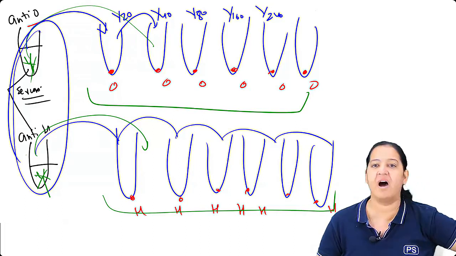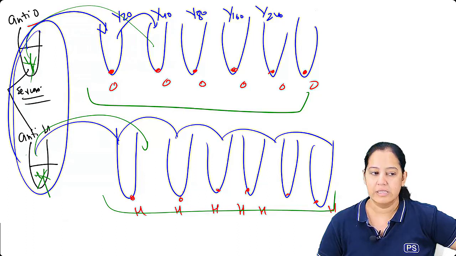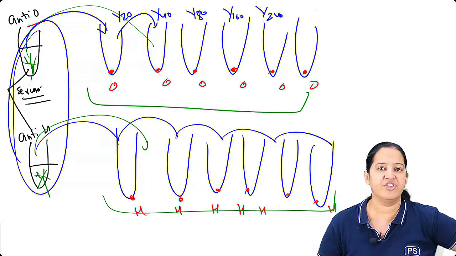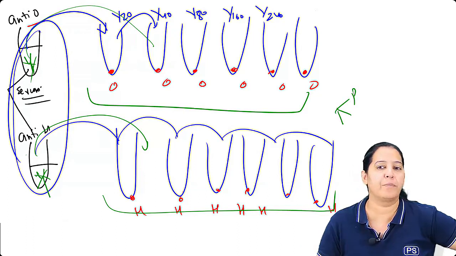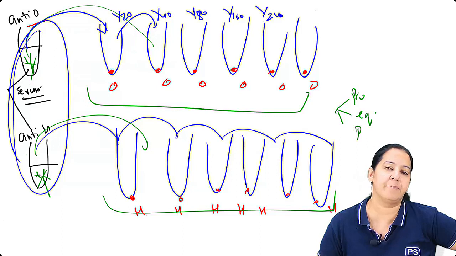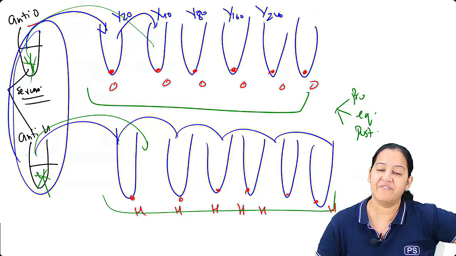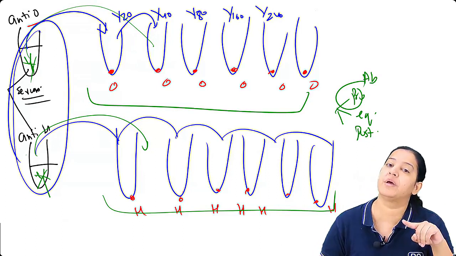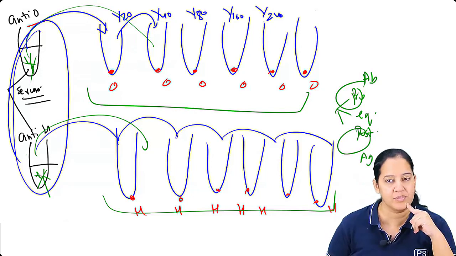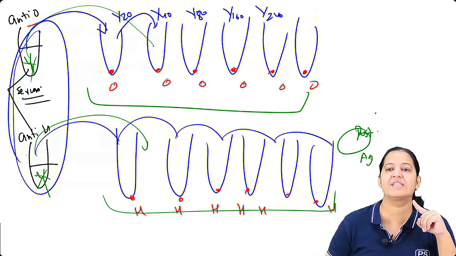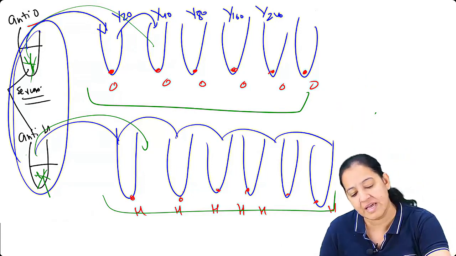Yesterday, have I taught you agglutination? Have I taught you the zone phenomenon? Prozone, zone of equivalence, and postzone. Have I taught you? If antibody is in excess, prozone. If antigen is in excess, postzone. समझ में आई क्या? So in these test tubes, the central few test tubes have zone of equivalence.